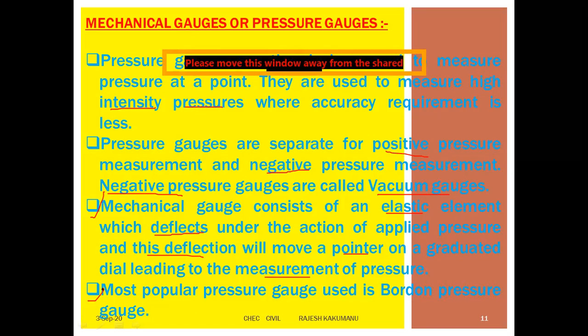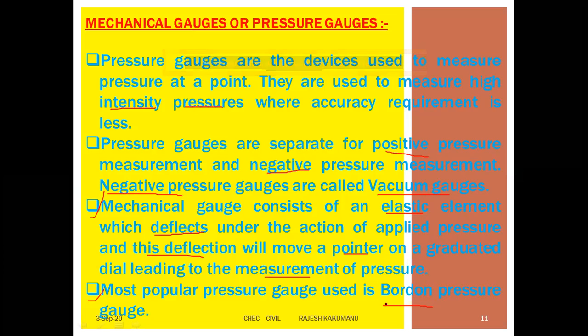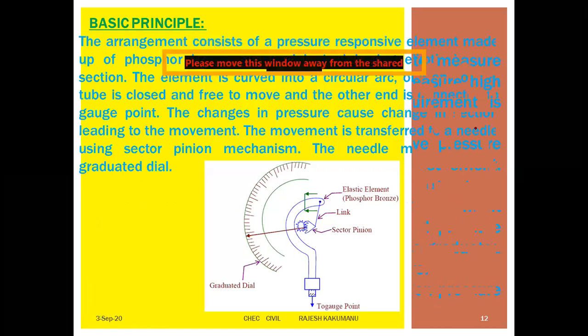The most popular pressure gauge used is the Bourdon pressure gauge. This is the one most commonly used commercially. The name of the pressure gauge is the Bourdon pressure gauge. If you ask for any Bourdon pressure gauge, he will ask for the specification. Now see the principle of the Bourdon gauge.